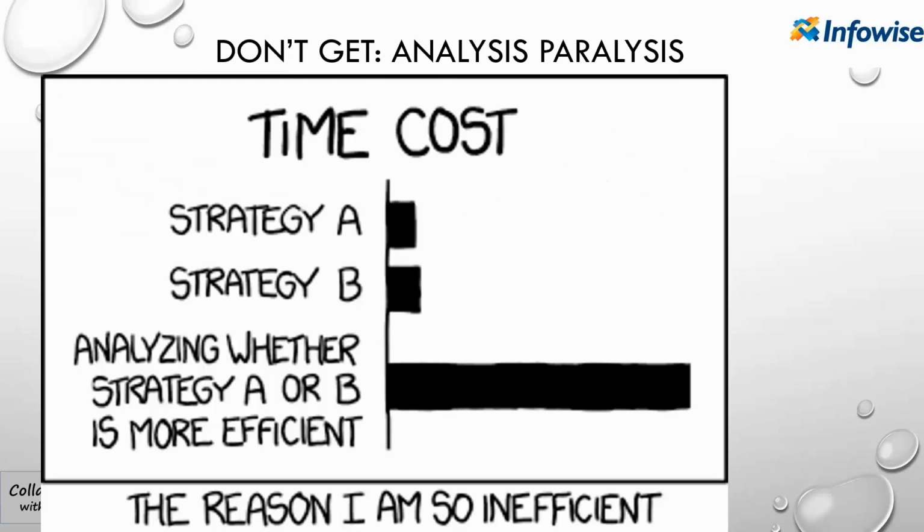Now, as it relates to these kinds of things, it's very easy to get some analysis paralysis. What I mean by that is it may take less time to build strategy A or strategy B versus actually analyzing whether strategy A or strategy B is more efficient. And it's funny how often I've seen that, where if you could have actually just made the decision, we would be done, we'd be using it by now.